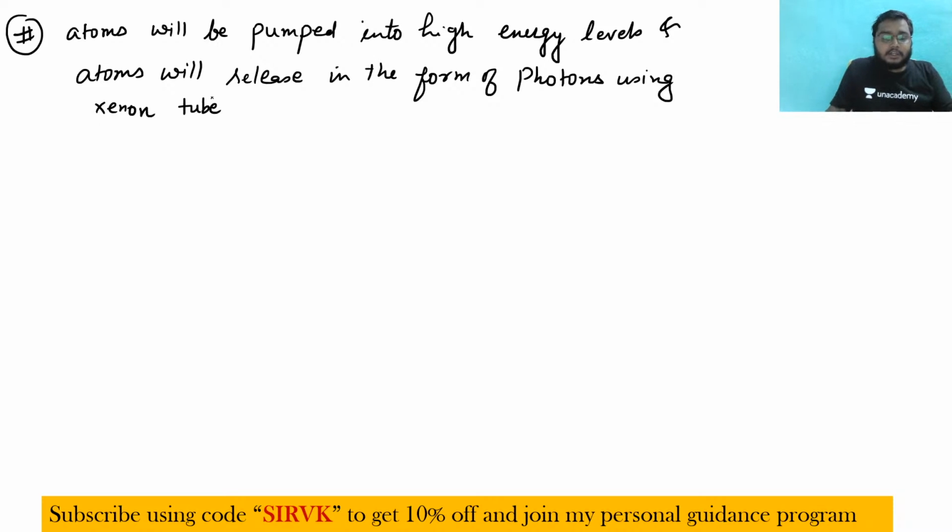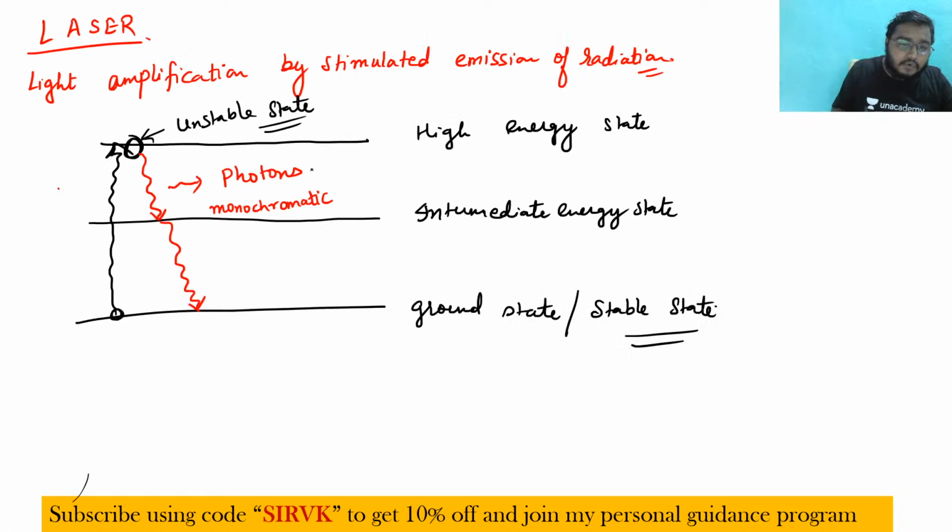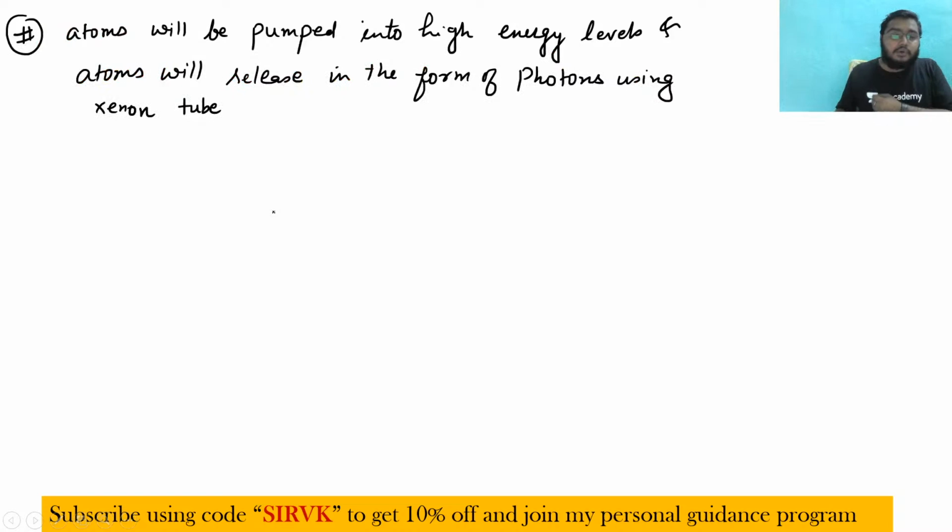Okay, so see, you have seen that these photons are liberated from the xenon tube. Fine. And what are these photons? They are red fluorescent light, and that red fluorescent light is actually termed, my dear friend, as laser. Clear? So this is what is there.